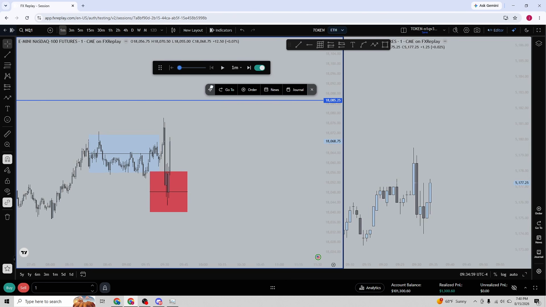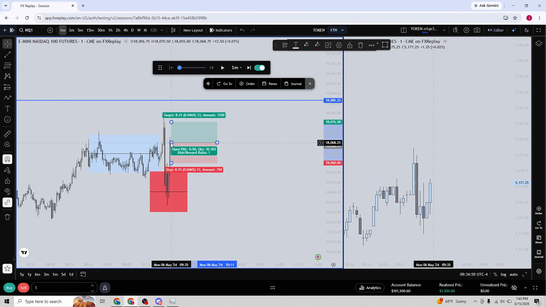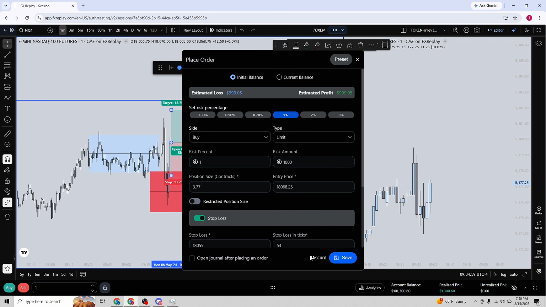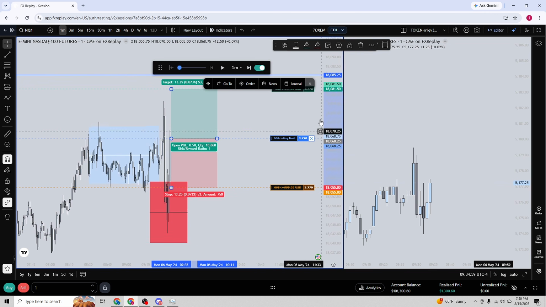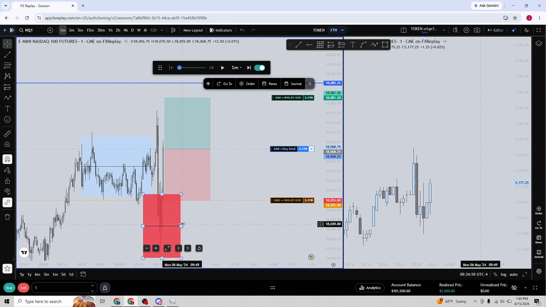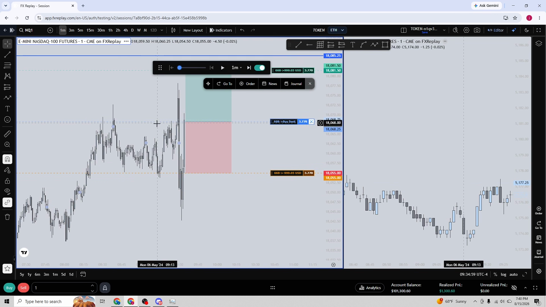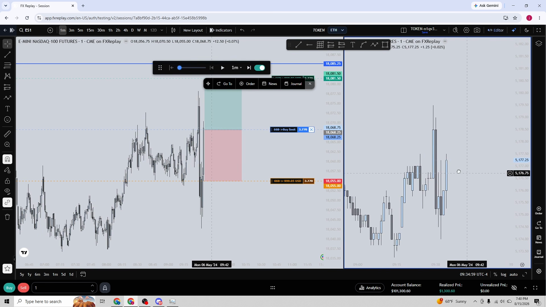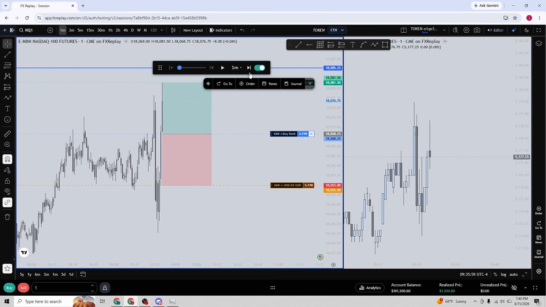I am going to take this for a 1-to-1. I also really like that displacement, but I will go for a 1-to-1. There we go. So let's place the order. And let's also monitor ES as well. The only thing concerning me about this trade is we do still have LRL below, but I like ES's structure right now. So yeah, let's just take this.